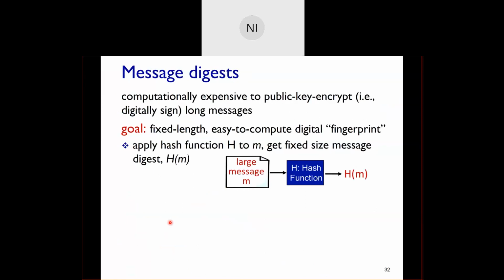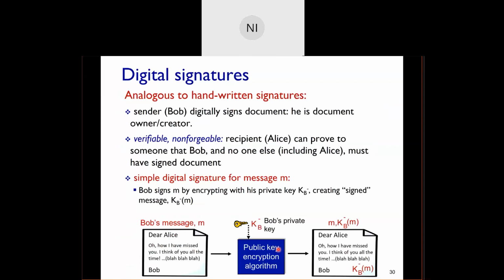But still there is a problem with the way I have described using digital signatures. If you go back and look at this slide here, in this case Bob is signing his message using his private key. He is signing the entire message.